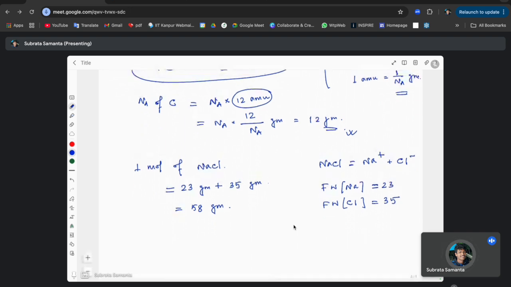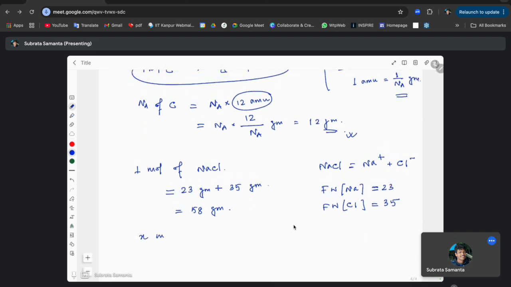Similarly, if you say x mole of NaCl, x mole of NaCl is basically 58 times x gram. I think all of you know that, 58 times x gram, for x mole of NaCl.